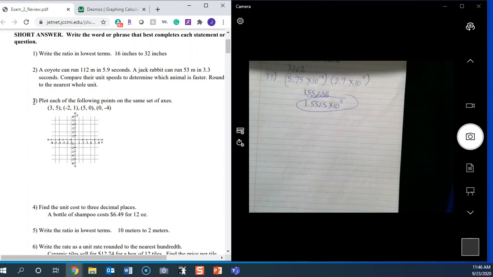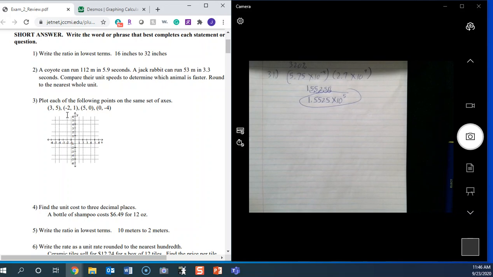First of all, let's look at number 3. It says plot each of the following points on the same set of axes. Okay, we know this is the x-axis and this is the y-axis. So I'm just going to do one point, and you just have to pay attention here. We always start at the origin. So we go 3, 5. So we'll go to the right 3, and then we will go up to y is 5. And this is where you will plot your point. And that's what you would do with all the rest. You only plot the point where y ends.